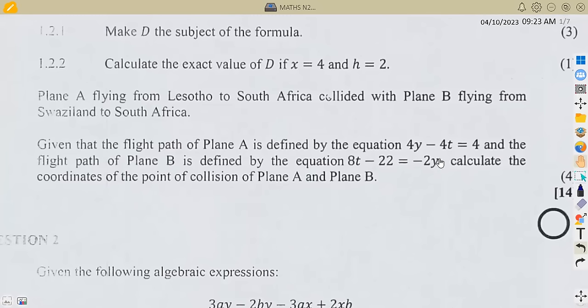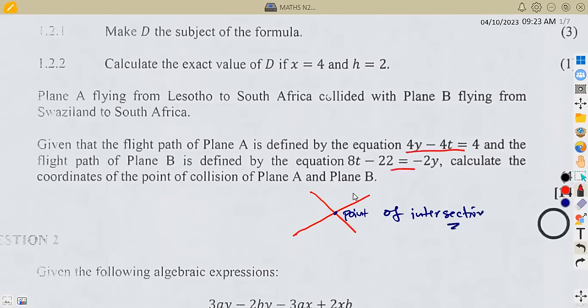Okay, if we check here, these are two linear equations that we are given. One is moving in a straight line, and the other one is moving in a straight line. So when these two collide, they collide at a certain point, which is called the point of intersection. So what the question was asking us was to calculate the point of intersection for these two equations. And how do you determine the point of intersection? You determine the point of intersection by solving the equations simultaneously. So that was just the question, to solve these two equations simultaneously.